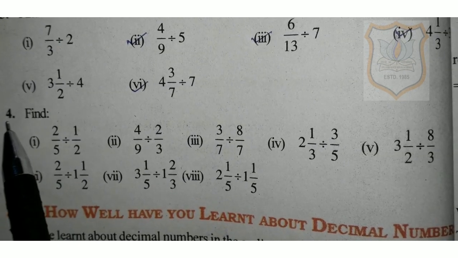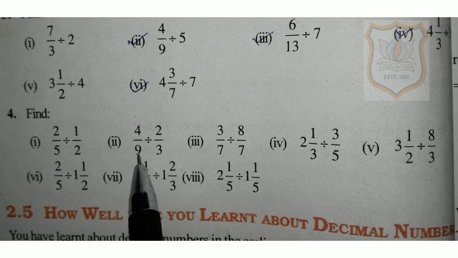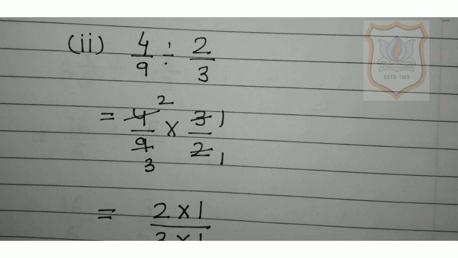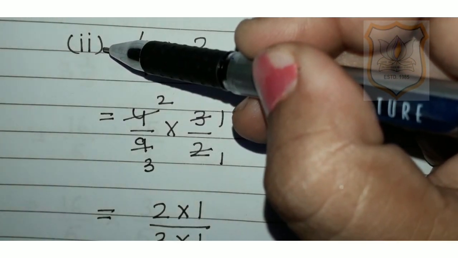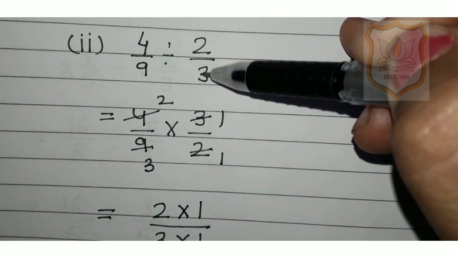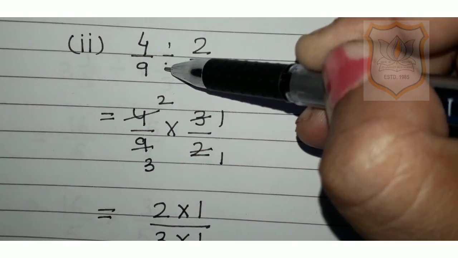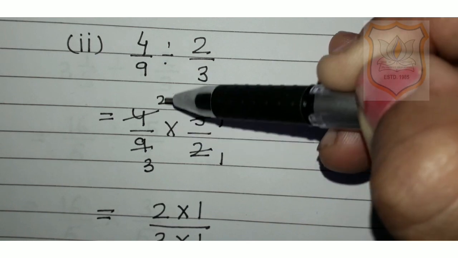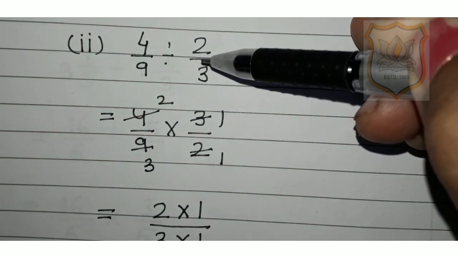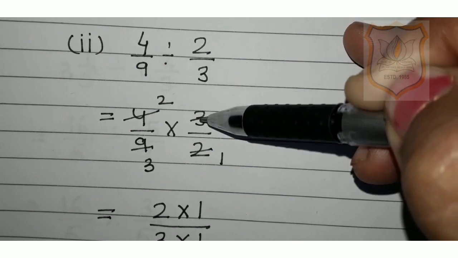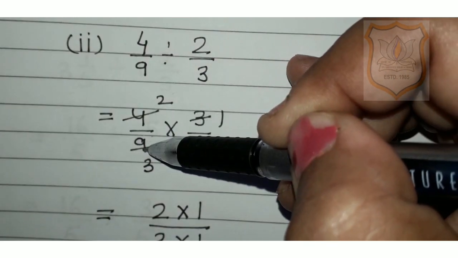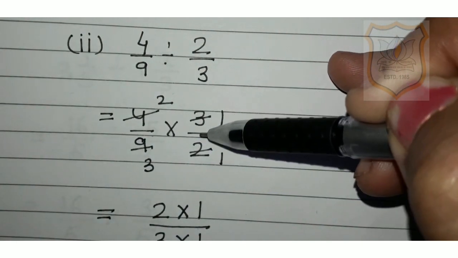Second part of question number 4 is 4 upon 9 divided by 2 upon 3. This division sign will be converted into multiplication sign and the reciprocal of 2 upon 3 will be taken. So the reciprocal of 2 upon 3 is equal to 3 upon 2. Now our question will become 4 upon 9 multiplied by 3 upon 2.